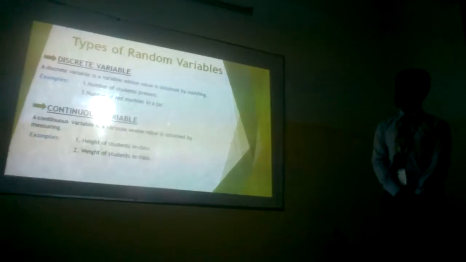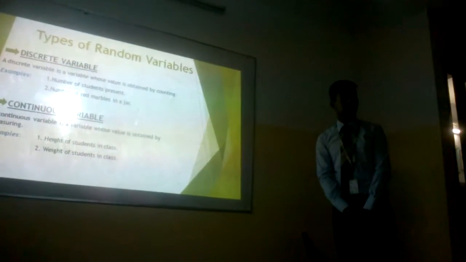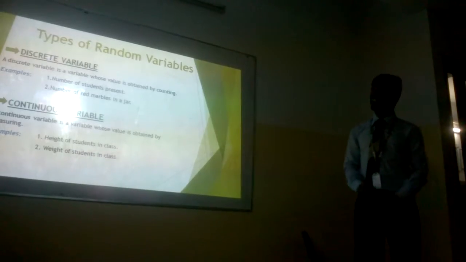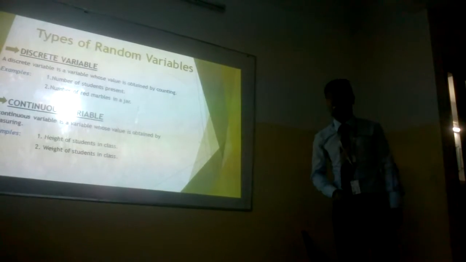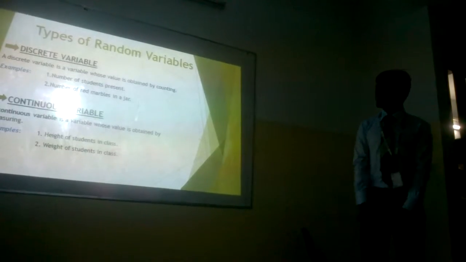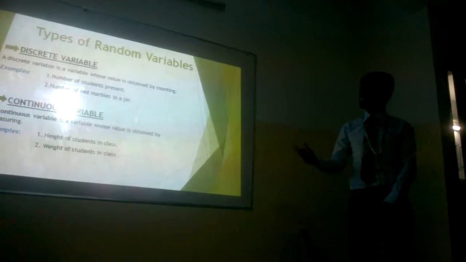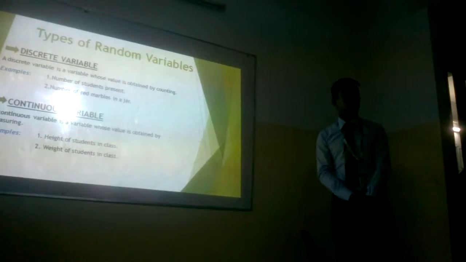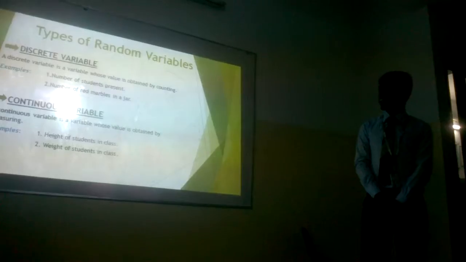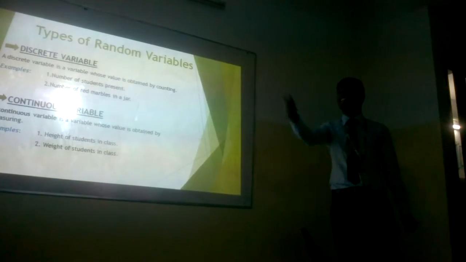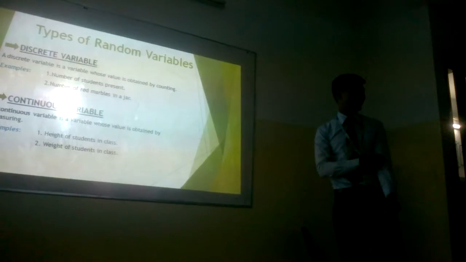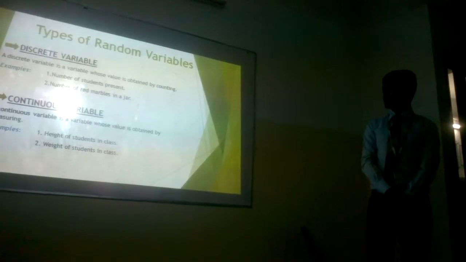What is a discrete variable? A discrete variable is a variable whose value is obtained by counting. Example: number of students in a class and number of red marbles in a jar. Another variable is continuous variable. A continuous variable is a variable whose value is obtained by measuring. Example: height of students in class and weight of students in class.